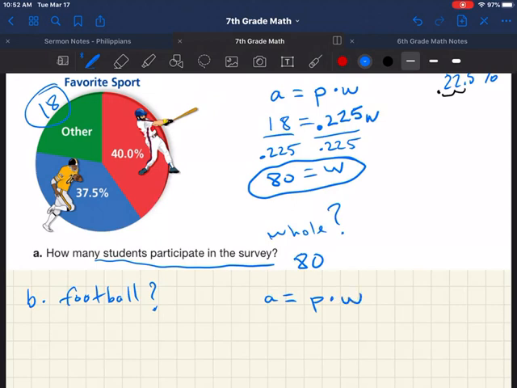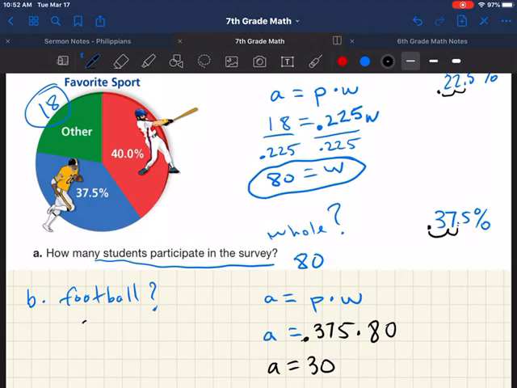Let's see. Well, we know the whole now. And football, we know the percentage for it. And we're trying to find what part of this total survey is football. So A is equal to, well, football is 37.5%. Get our little decimal mover here, 2 places to the left. So it is 0.375. And our whole is 80. So 80 times 0.375 gives us 30. So how many were in football? 30.